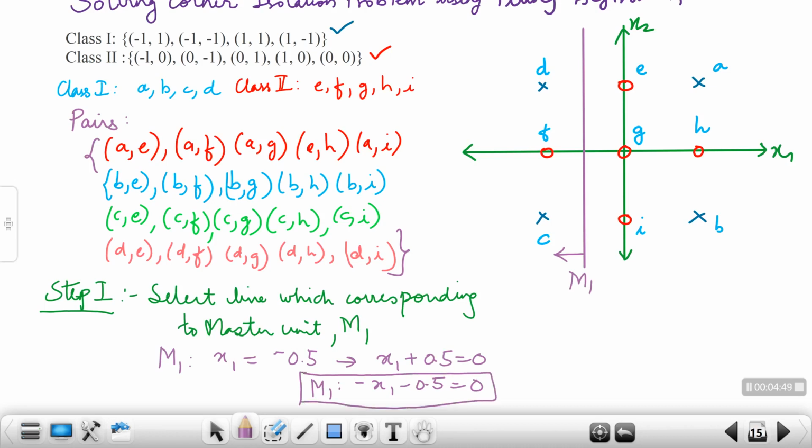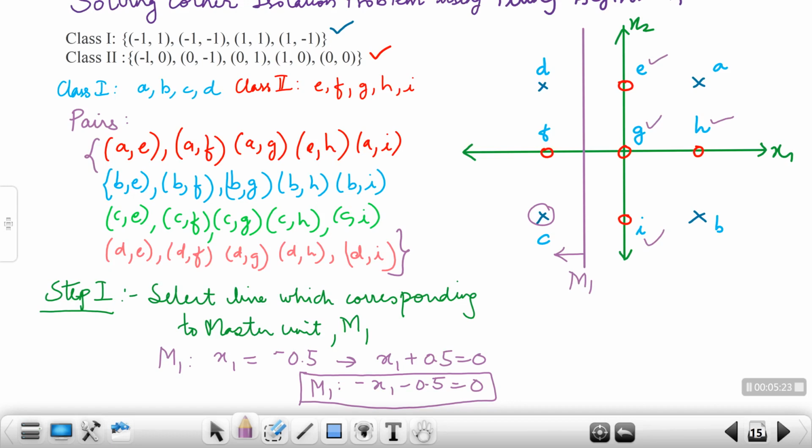Now, whenever we have taken this particular line, that is M1, we see which of the pairs are getting separated. First we'll take with respect to C. The patterns of C and F are not getting separated because they are on the same side of the line, whereas C and I, H, G and E get separated. So I can cancel this pattern from the set of the pairs.